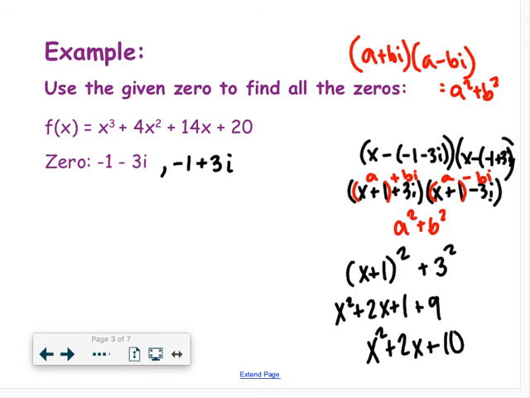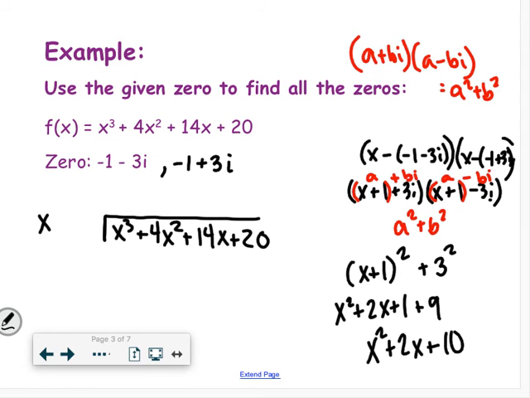Okay, so remember back to our plan that Jacob had given us. If we find that quadratic for those two imaginary zeros, then when we divide this cubic polynomial by the quadratic, if they're both zeros, we should still end up with a remainder of 0, and we'll have our missing factor. So now I'm going to do long division. x cubed plus 4x squared plus 14x plus 20 divided by x squared plus 2x plus 10.